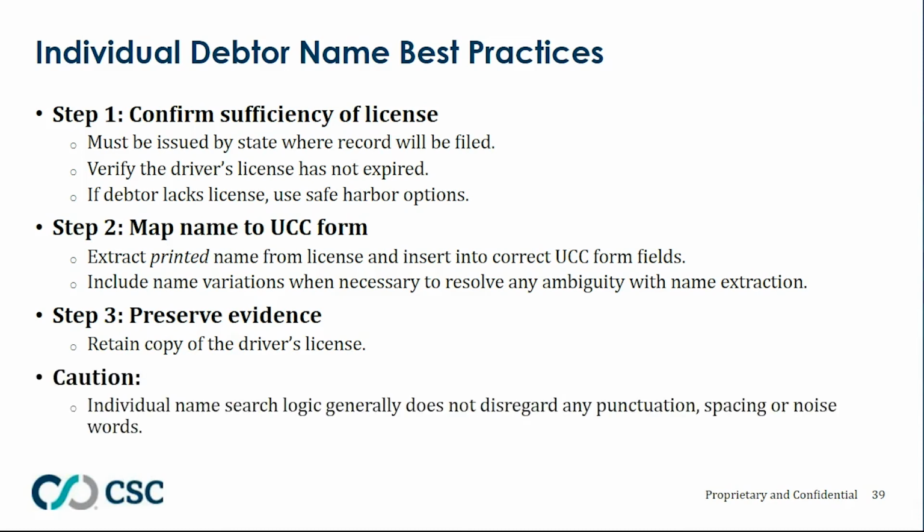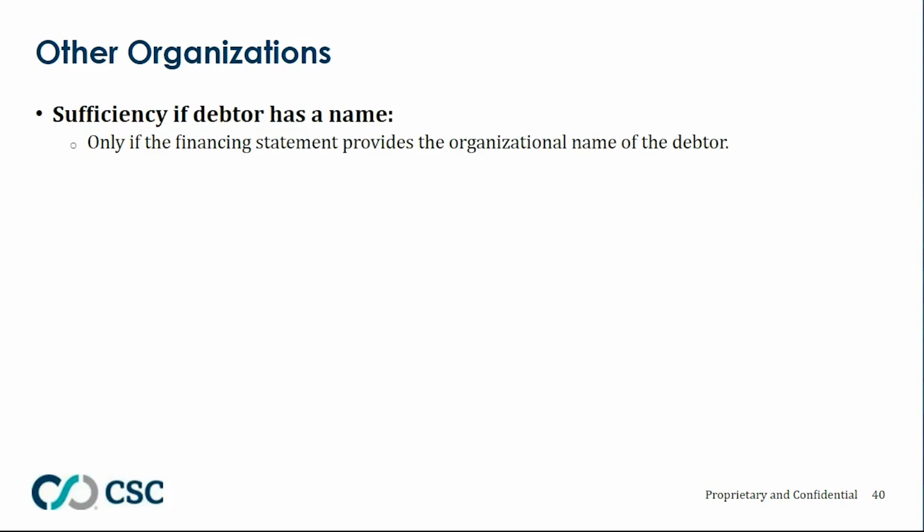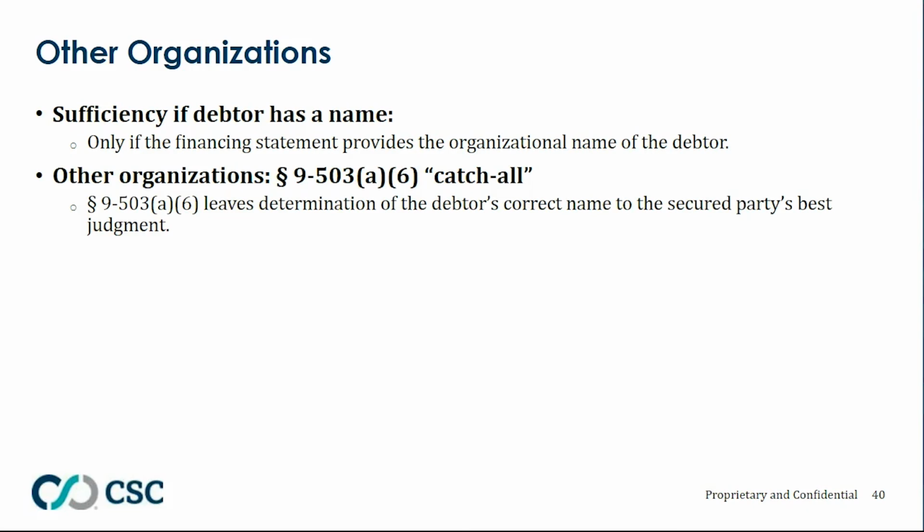Also, beware that any error in an individual name can render a financing statement seriously misleading, because the search logic doesn't disregard the same things that it does in an organization name search. So with an individual name, even more precision is generally required. For any other type of organization, Article 9 just says provide the organizational name of the debtor. So really it's left to the filer's best judgment as to what the secured party's name is.